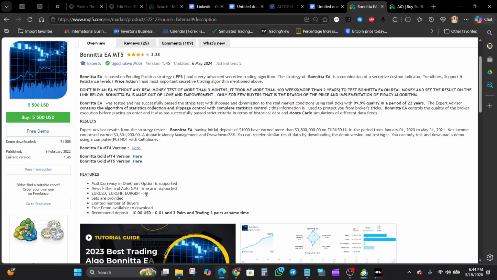Now, the recommended trading environment here includes pairs like Euro USD, Euro CHF, and Euro GBP on the H1 time frame. So this already gives a clear idea that the EA is structured more around major FX pairs rather than gold or indices.